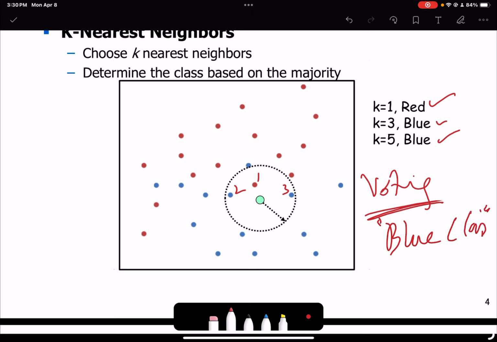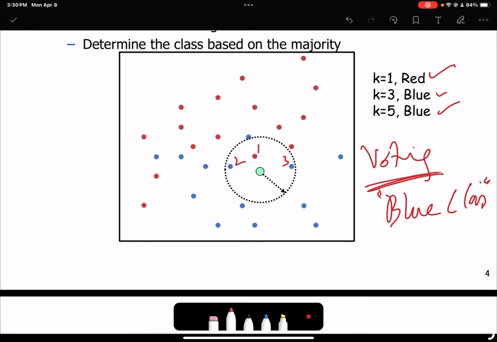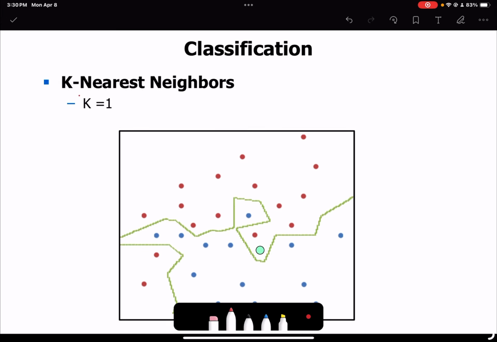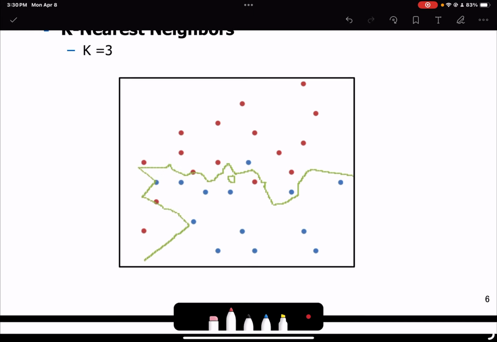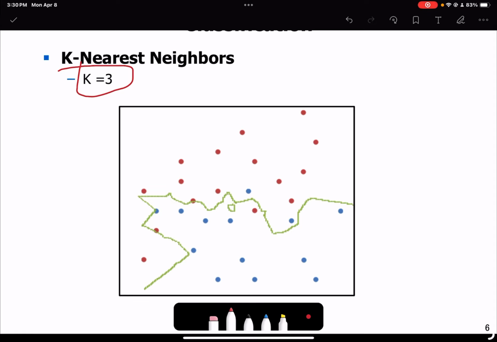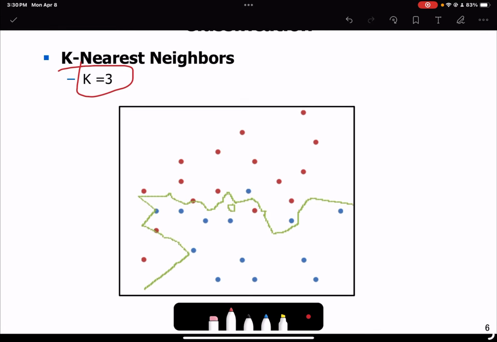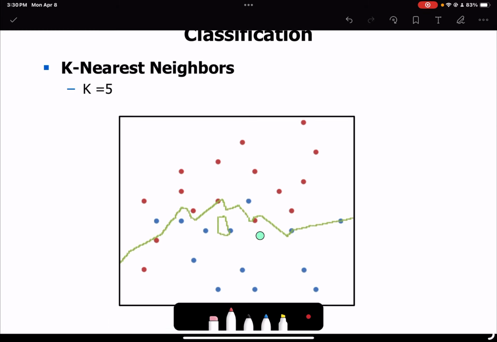Remember, it is supervised learning, so we already know the classes. So you can see here, if we are choosing only one neighbor, look at the decision boundary. If we are choosing only one nearest neighbor, it belongs to the red class. However, if we are considering three nearest neighbors to that data point, we can see the decision boundary is changing. So the decision boundary is subjective to how many neighbors we are considering. So it is very sensitive to the number of neighbors we are going to consider.